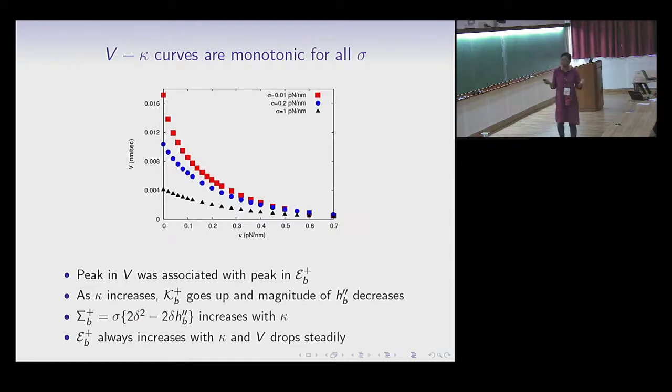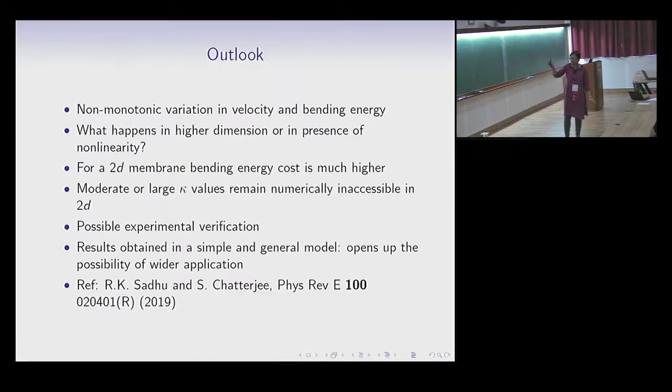So I have run out of time. Just one point I would like to make is that if you do the opposite thing, like fix sigma and look at it as a function of kappa, then there is no non-monotonicity. That can also be explained easily. And I will just leave the conclusion slide here for you to read.